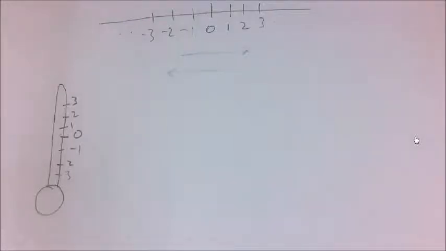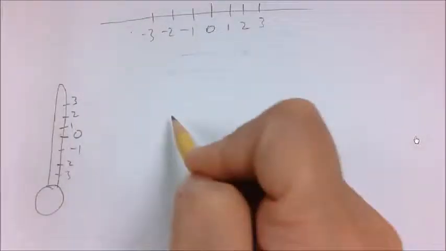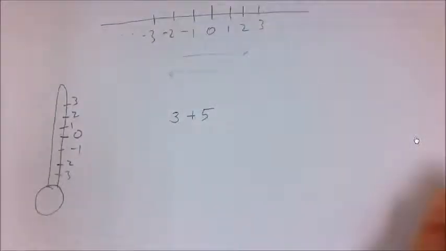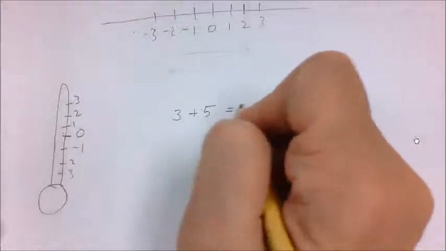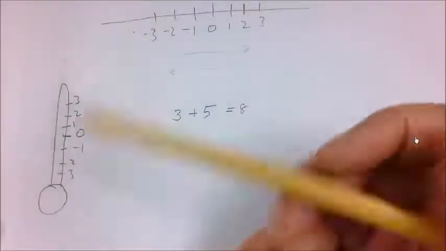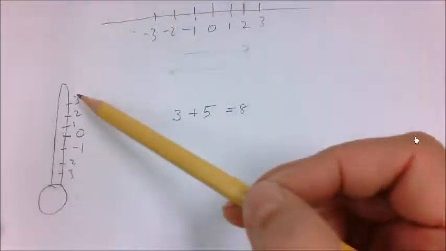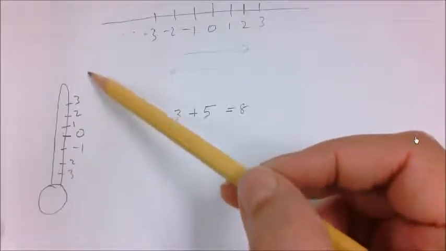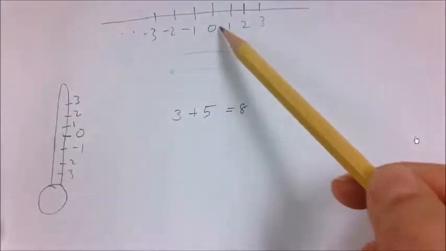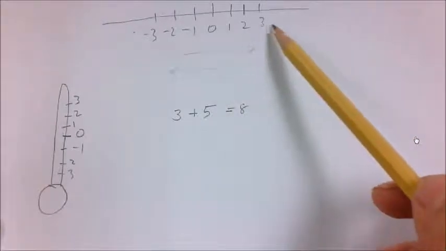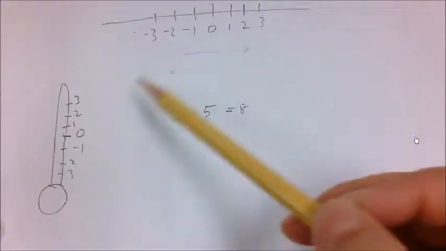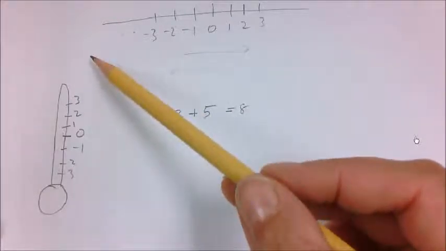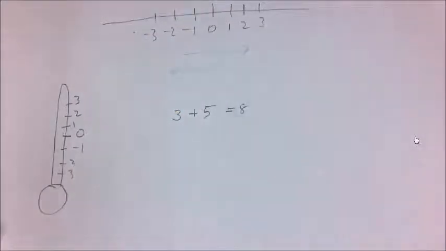Let's say, for example, we wanted to add two integers together. I'll start with two positive integers, 3 plus 5. We all know 3 plus 5 is 8, but why is it 8? It's because when the temperature is 3 degrees and it goes up 5 degrees, it's getting warmer. So you will move up the thermometer, or in this case, you will start at 3 and move to the right of 3. With the thermometer, you start at 3, move up 5 degrees and end up at 8 degrees.